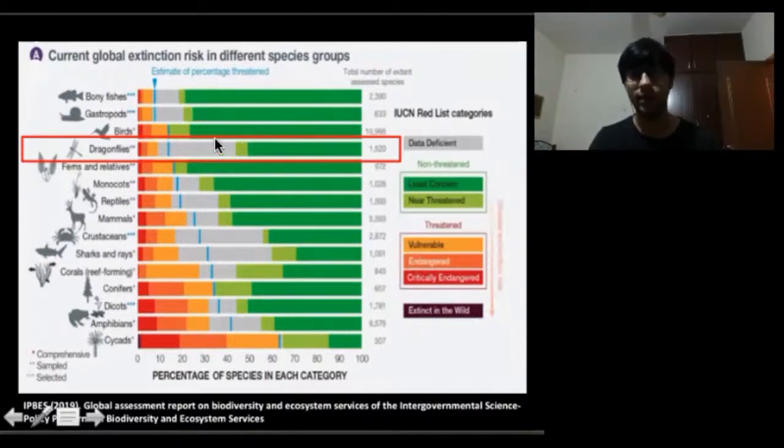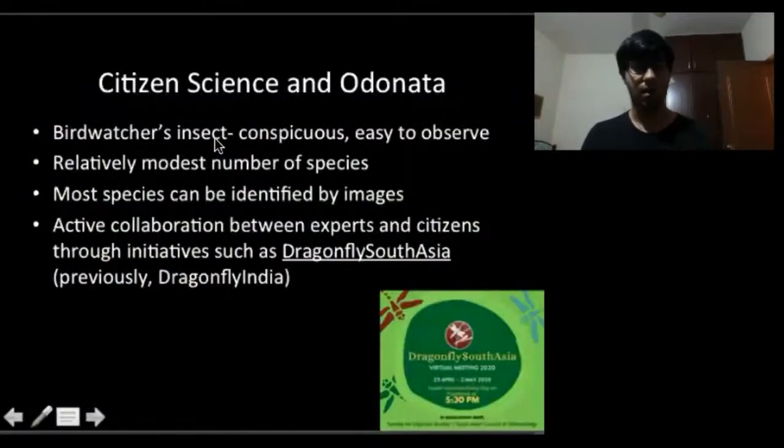So this is quite worrying, and this can be changed with enough information on distribution and population sizes of these species. And so citizen science is very applicable and very useful in studying odonats because they are considered as birdwatchers' insects. So they're very easy to observe. They're very conspicuous, as you might have seen.